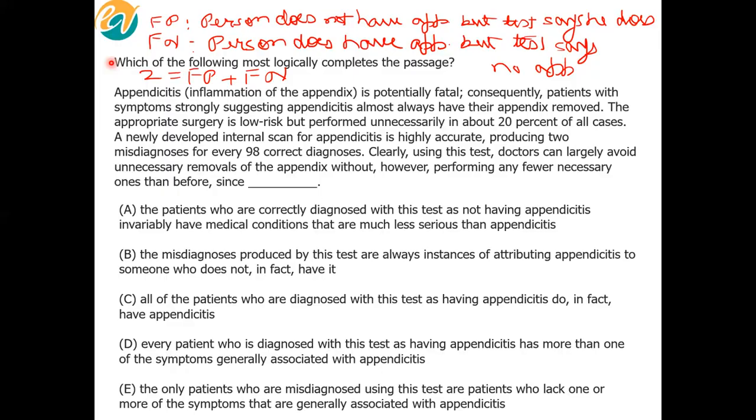If this scan gives a false negative, what does false negative mean? That the person does have appendicitis, and since the person has it, the surgery is necessary. But since it's a false negative, the test says there is no appendicitis. So while the surgery was necessary, it would still not be performed.